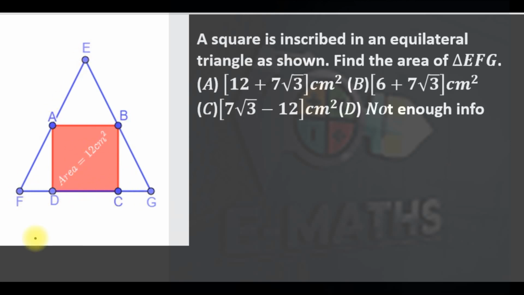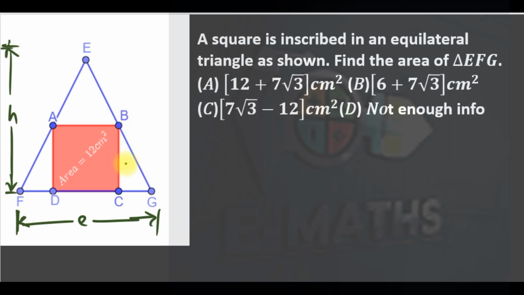So if you have a square, a triangle of base E, and a height of H, the side of this square is related to the height and the base. So the side is always equal to the base times the height over the base plus the height. I'll prove it later.